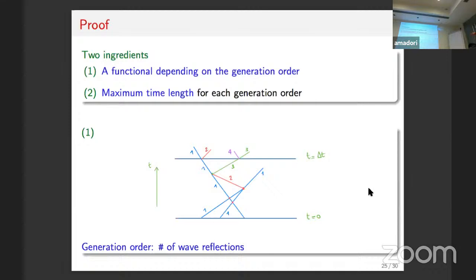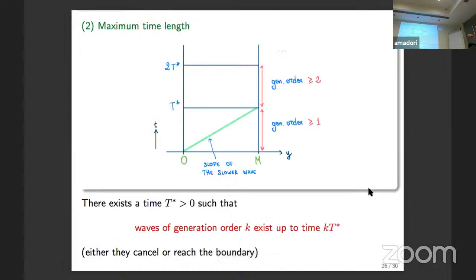I will not go further into this, but let me show the other property, the maximum time length. Now that we have introduced this generation order, we have a second picture that may help. What is this maximum time length? We are in a bounded domain, and we have a uniform bound on the propagation speed, given from below. So in particular, we can establish that there is a universal time T star, depending on the initial data, such that the wave of generation order K exists only up to time K T star.